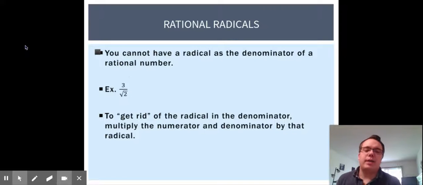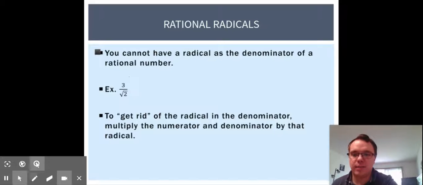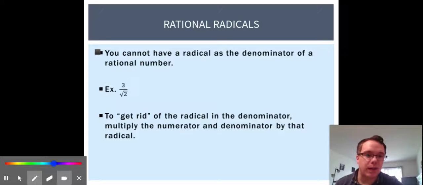So if we have radicals in fractions, the big rule is you cannot have a radical at the bottom of a fraction. So to get rid of a radical in the denominator, what we're going to do is multiply by that radical on both top and bottom. So remember, we can multiply any number by that magical number 1. And so if we multiply by the same thing on top and bottom, we are multiplying by 1.